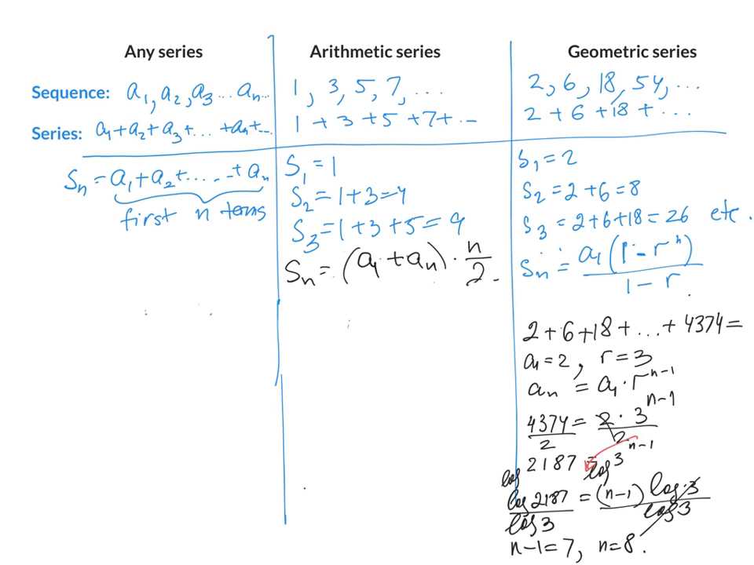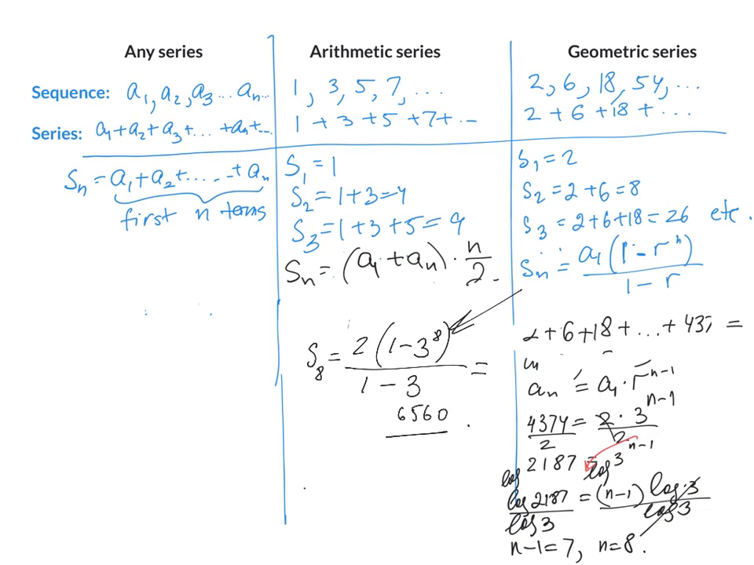Unfortunately, I'm not even finished. My question was to find the sum of these terms. So I need to use my formula. But I know that n is 8 now, so I can just plug everything in. My first term is 2 times 1 minus, okay, r is 3, n is 8 again, divided by 1 minus 3. Please calculate by yourself and check that your answer is 6560.